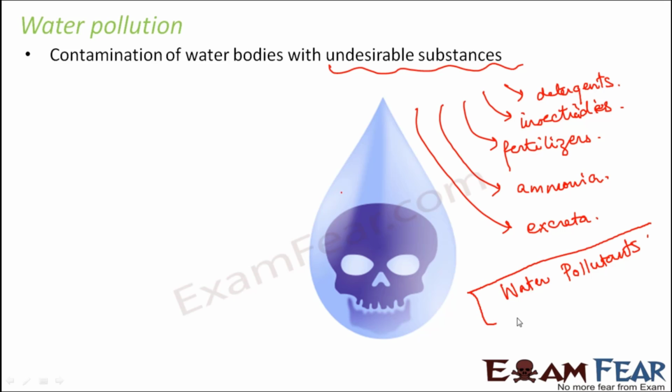That means the undesirable substances which pollute water are called water pollutants. Now, when we talk about water bodies, what are these water bodies? These water bodies could be lakes, rivers, oceans, ponds. All of these are water bodies.